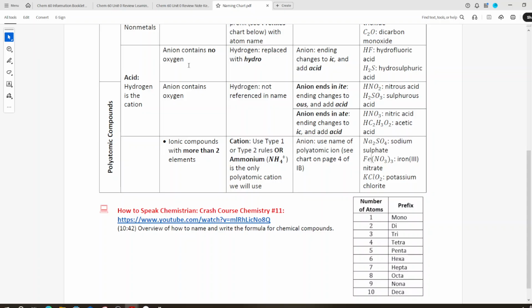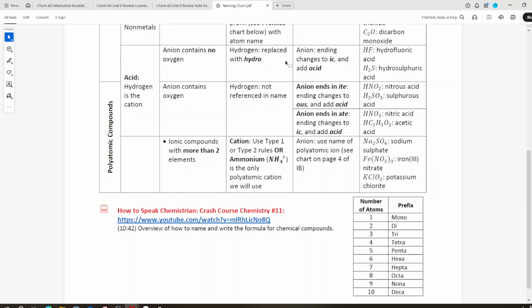When you're naming an acid that doesn't contain an oxygen, you replace the hydrogen with just hydro, right? And again, everybody should know that an acid has to have hydrogen, right? Because acids are proton donors, meaning they give up their hydrogen.